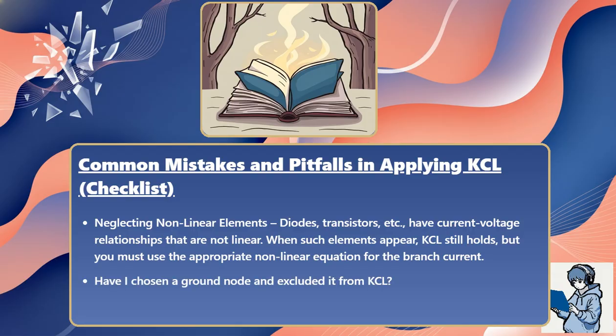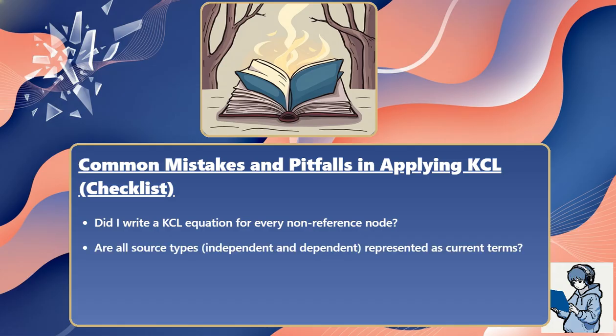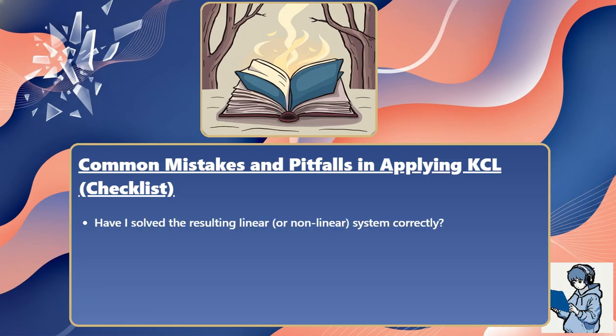Have I chosen a ground node and excluded it from KCL? Is the sign convention consistent for all branches? Did I write a KCL equation for every non-reference node? Are all source types, independent and dependent, represented as current terms? Have I added extra equations for voltage sources, supernode or branch voltage? Are the units consistent? Have I solved the resulting linear or nonlinear system correctly?